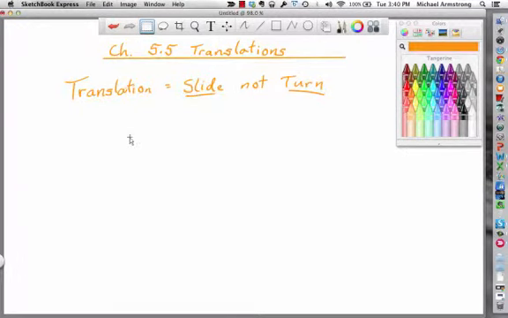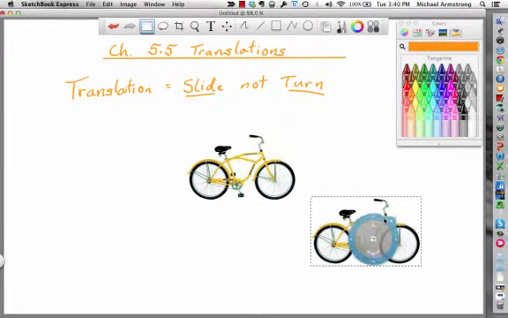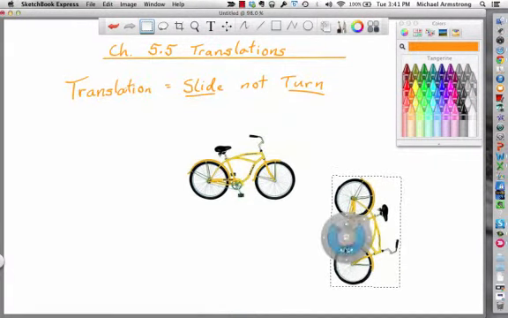If it turns like this, if it starts here and it ends over, let's see if I can get it to do this. It ends like this. This is actually not a translation, it's a rotation. Maybe a translation and a rotation, but it started at one place and it ended up somewhere else. And it's not just a slide, but it includes a turn, so this doesn't count, if that makes any sense.